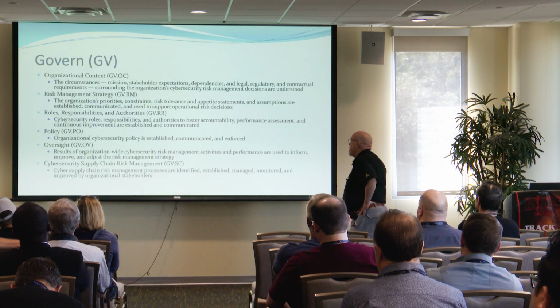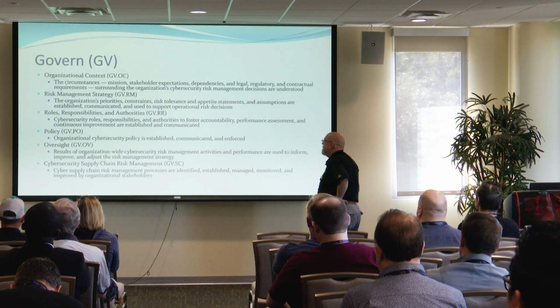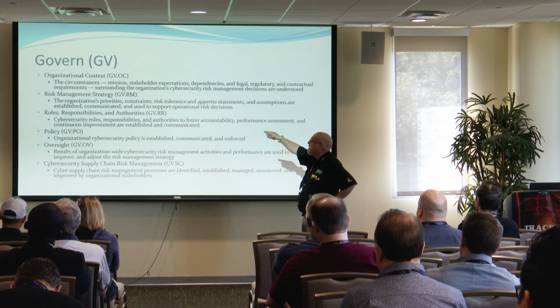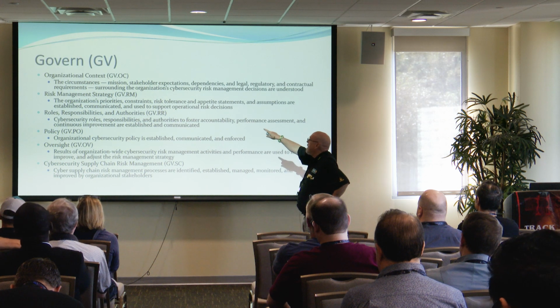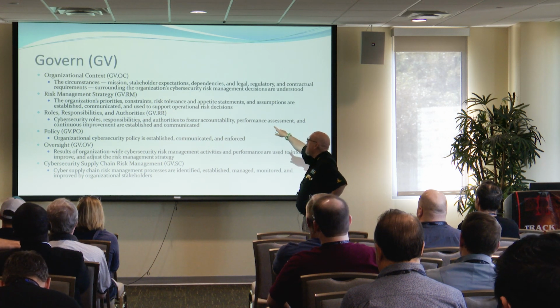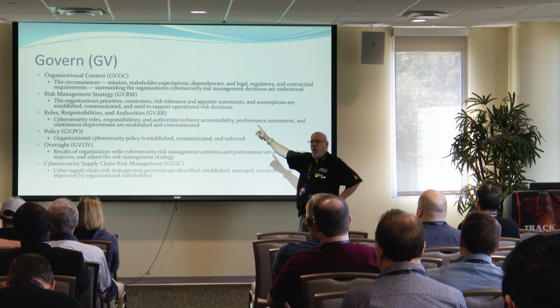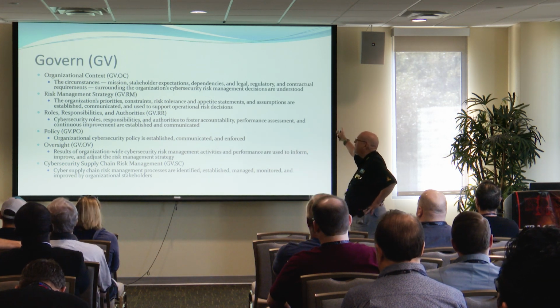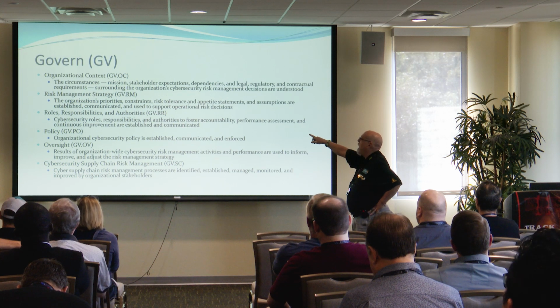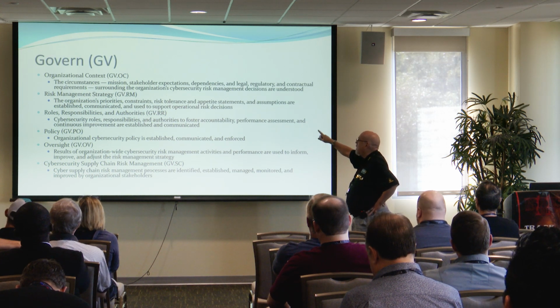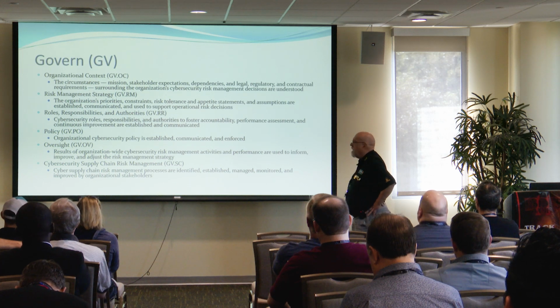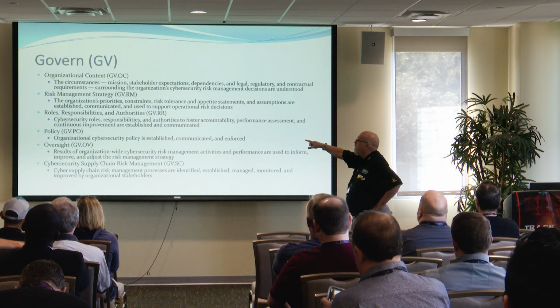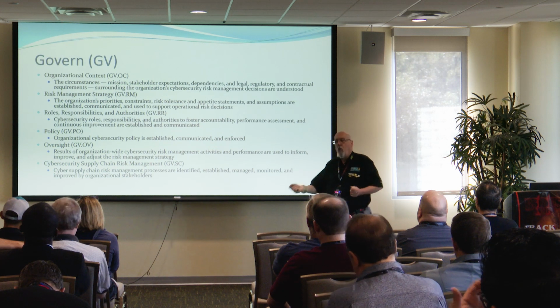I wanted to go a little bit further into some of these to get you to understand. So govern has organizational context, things like having a mission, stakeholder expectations, all that really boring, dull stuff that most of us don't care about, but is really important. Your risk management strategy, what are your priorities, your constraints? A lot of this is unfortunately going to be done more by your upper management than the practitioners. Roles, responsibilities, who's doing what?